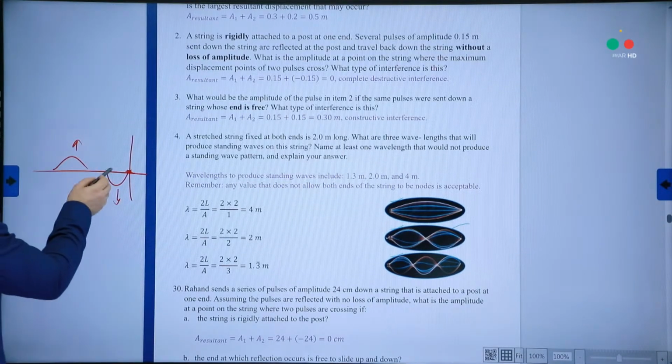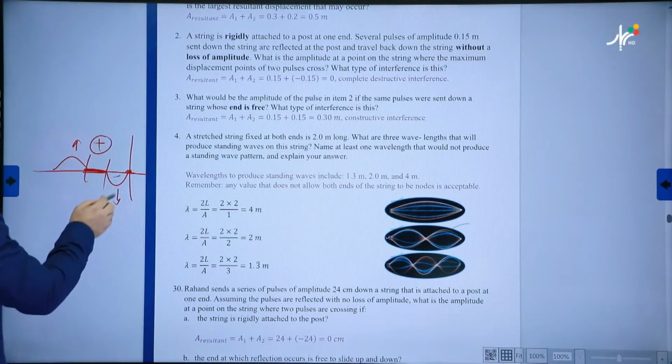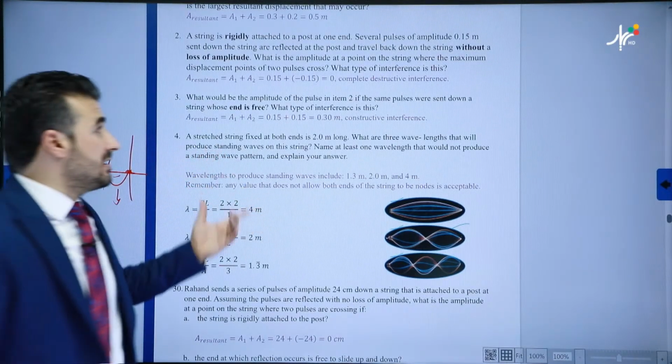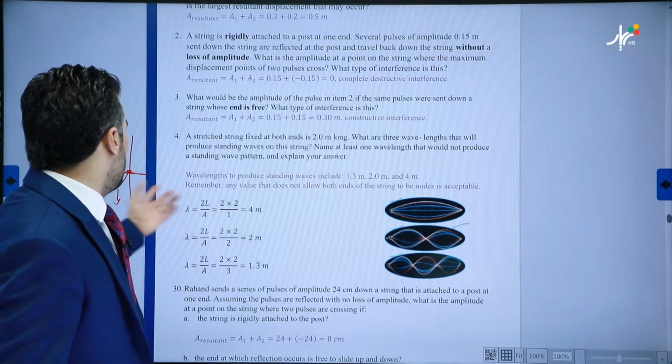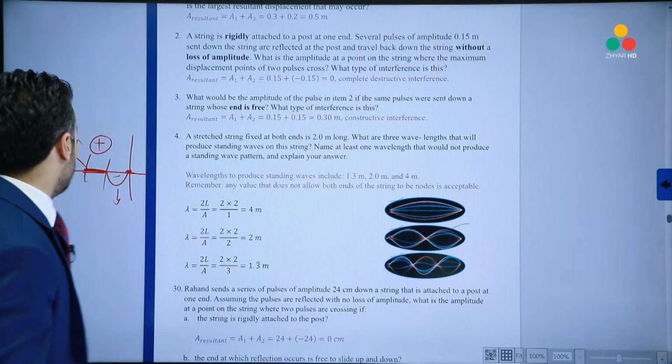So once these two meet at a point, of course, the resultant is going to be 0 here, because one of them is positive, the other one is negative with the same amplitude, no loss in amplitude. So of course, we'll get 0 as a result of the displacement.